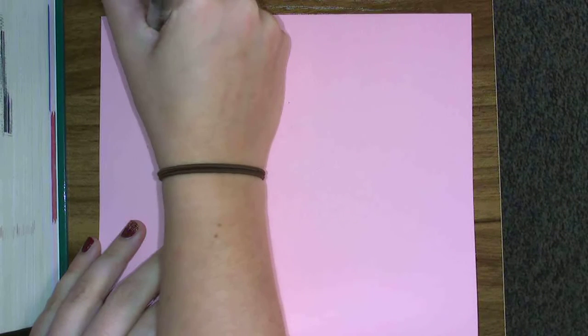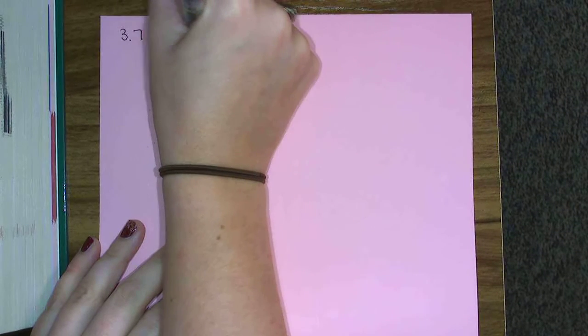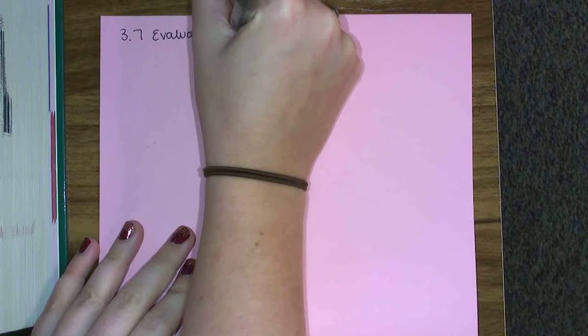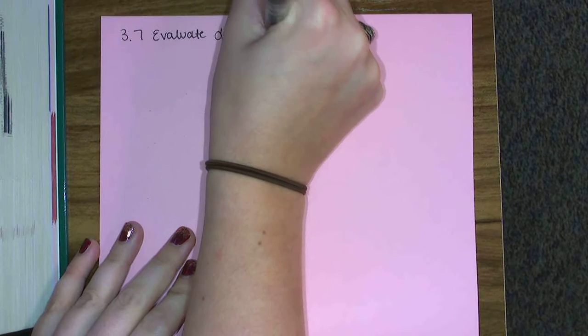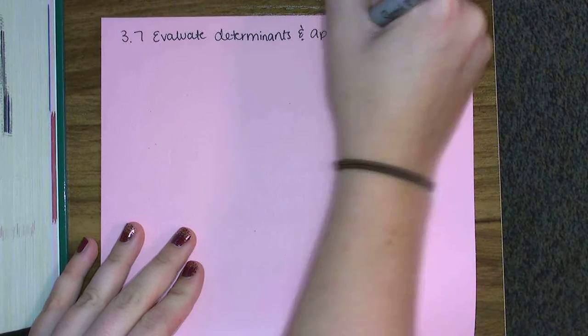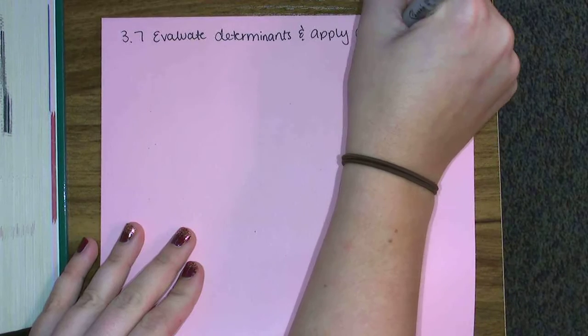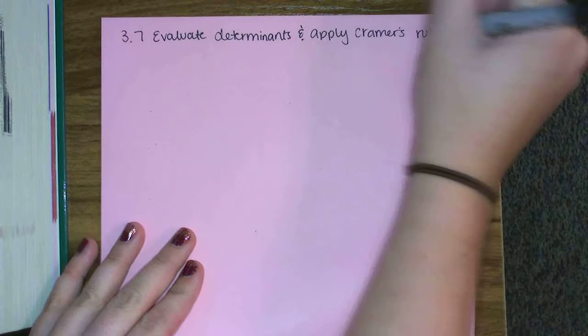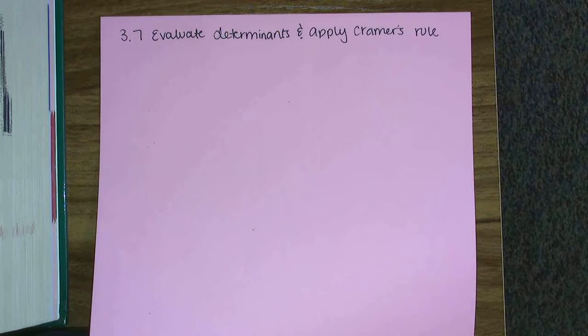3.7, evaluate determinants and apply Cramer's rule. You're really going to hate it once I actually show you how to do it. His rule is actually pretty easy, so I would be more worried about the first portion of that statement.